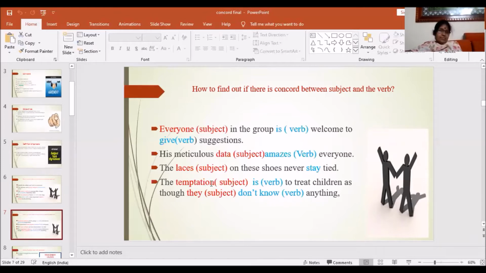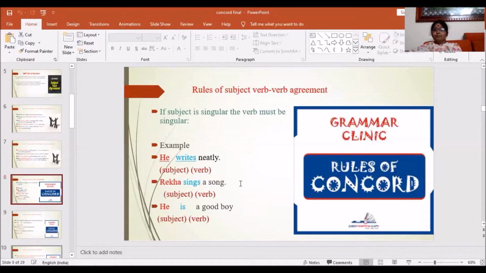Temptation is our subject, right? And then there is also "they," which is another subject. "Is" is the verb, and "don't know" is also the verb. So now we have learned how to identify a subject and how to identify a verb. Now we'll go to the next step: how to make an agreement. Once we have identified the subject and the verb, how should we make an agreement? Let us go ahead with that.